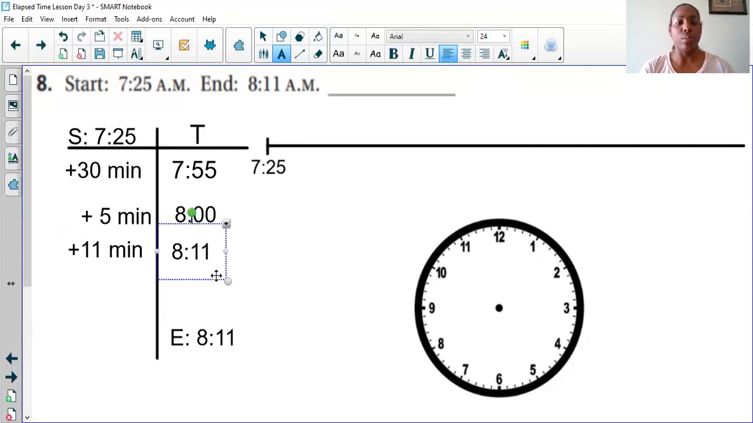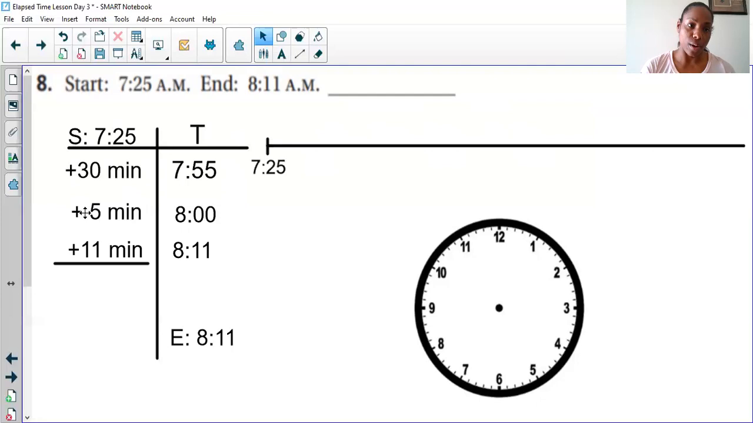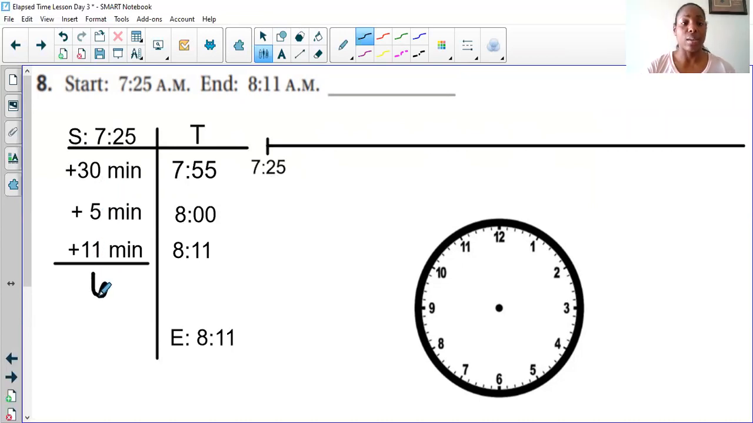So now all we have to do is just add. So if I add this up, what I'm going to need to do is make sure I line my numbers properly. So my ones are lined up and my tens place is lined up. So now I can add with no problems. So if I take a look, I know that 0 plus 5 is 5. 5 plus 1 is 6. Okay? And then there's no need to regroup or take anything to the neighbor. So I'm going to do 3 plus 1 is 4. So how many minutes does it take me to get from 7:25 to 8:11?